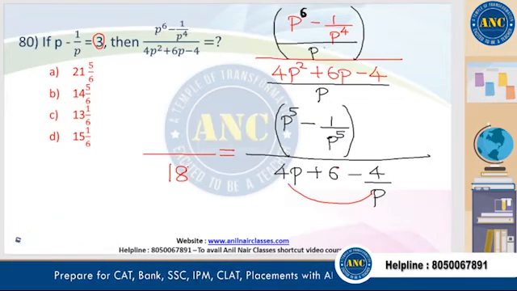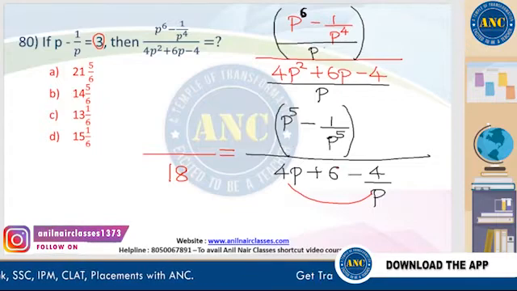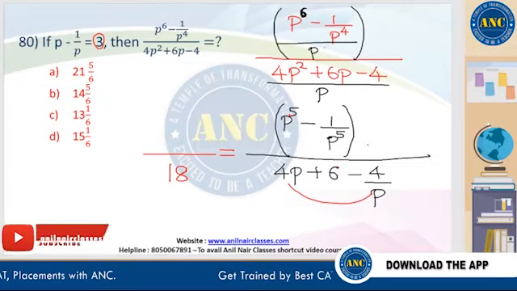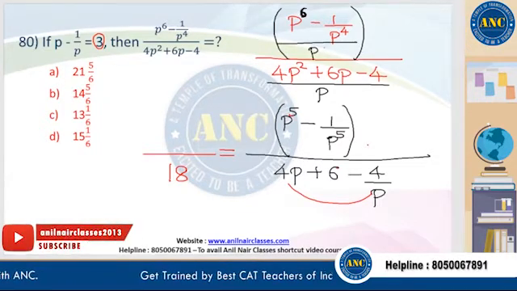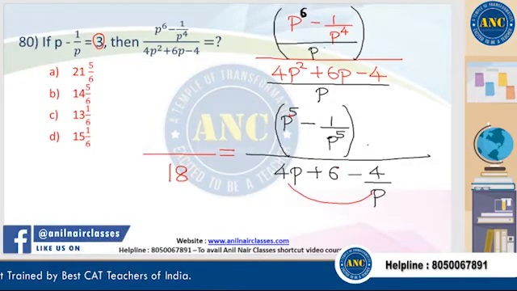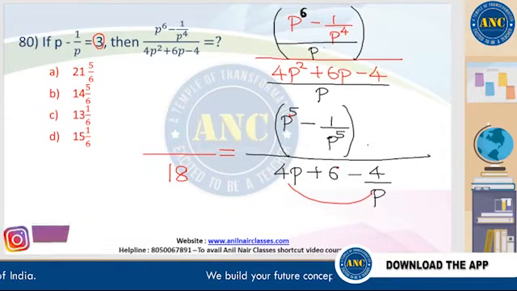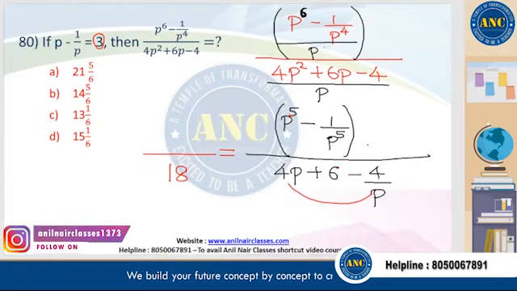But all the headache right now is in the numerator, because the numerator is P power 5 minus 1 by P power 5. I never solved even a single question in the last 79 questions which has a power 4 or greater than 4. But right now I have P power 5 minus 1 by P power 5.